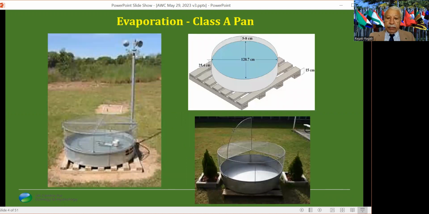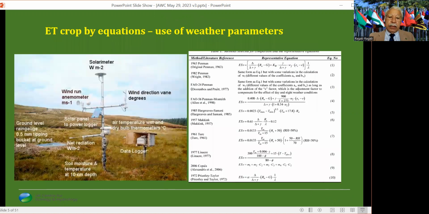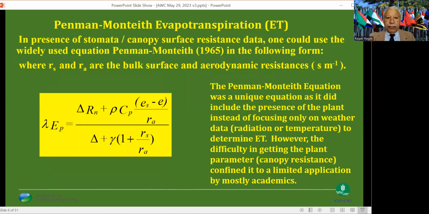When we started to measure evaporation, we started with the Class A pan evaporation, and then with the availability of weather stations, some equations were developed to use the wind speed, net radiation, and temperature to calculate the evapotranspiration. However, the first equation that included, in addition to meteorological data, the plant parameters was the Penman-Monteith equation, 1965, which introduced the rs parameter, which represents the crop resistance to evaporation.